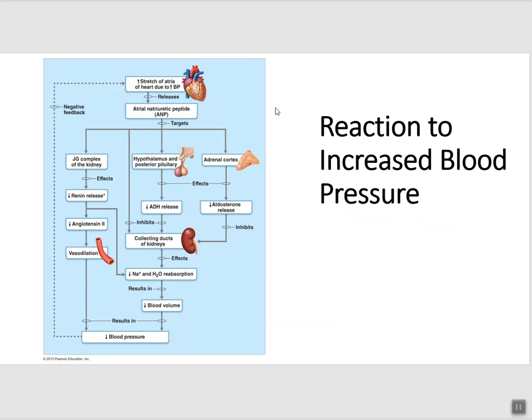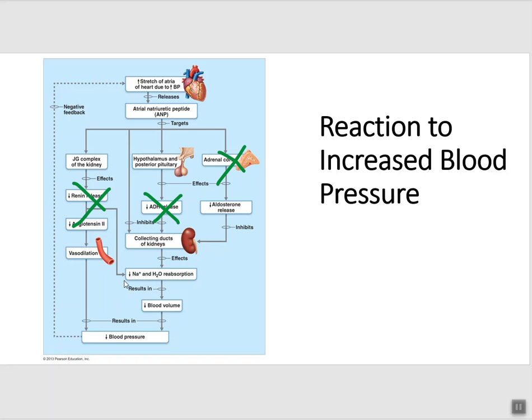Here's our BNP. I didn't tell you about BNP. Beta natriuretic peptide is released by the ventricles. Atrial natriuretic peptide by the atria. So increased stretch because of increased blood pressure. ANP is going to shut down the aldosterone release, going to shut down ADH release, going to shut down renin, and because of that, the angiotensin, which is going to lead to vasodilation, which is going to decrease our blood pressure.